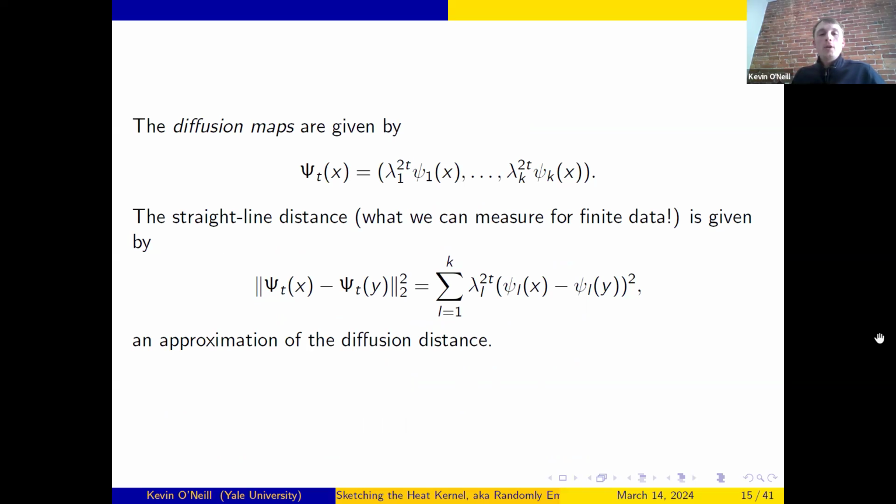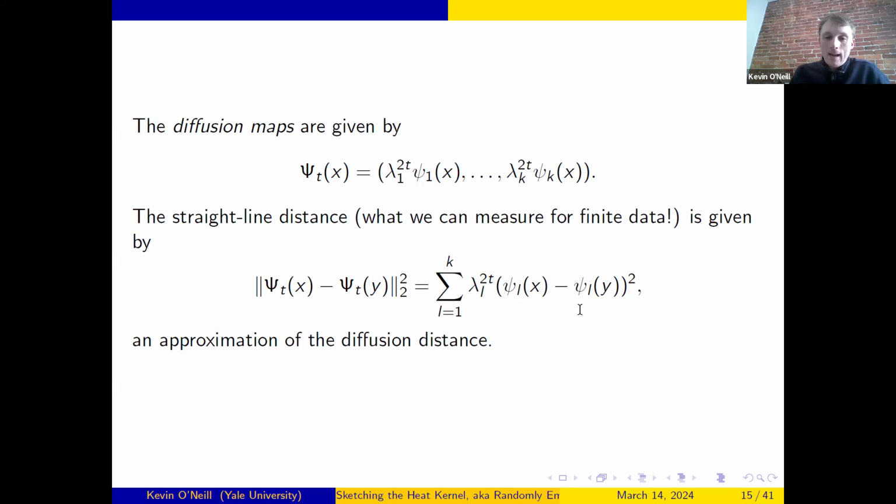Okay, so diffusion maps now. We have some data, and we're going to embed it in R^k, and we're going to use the eigenfunctions as coordinates, and we're going to weigh them according to the eigenvalues. So then what happens is, if we measure the straight line distance in the embedding, so look where one point goes, another point goes, and we measure that, that is not exactly the diffusion distance.